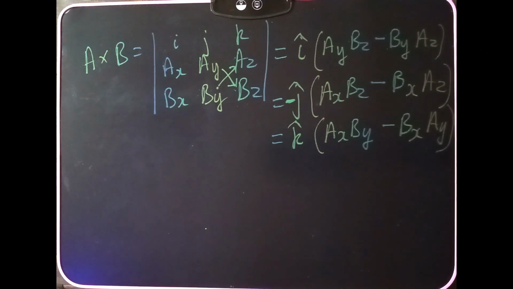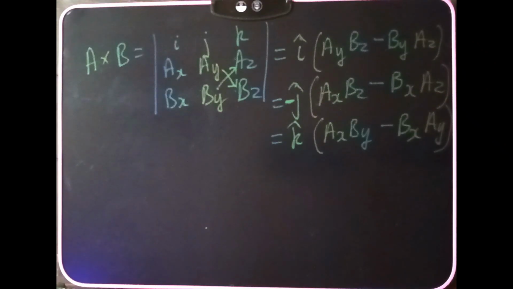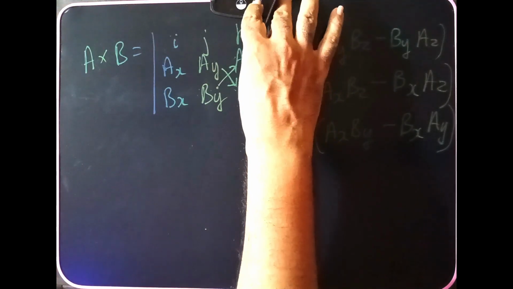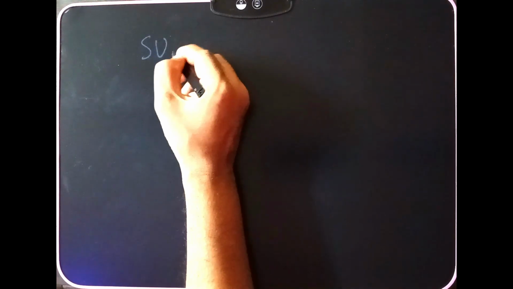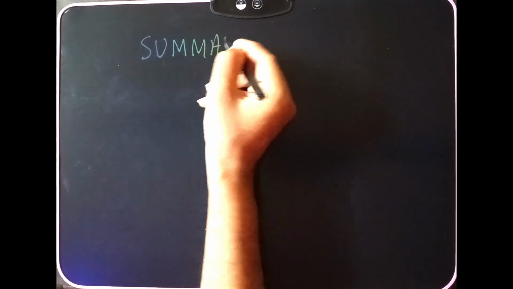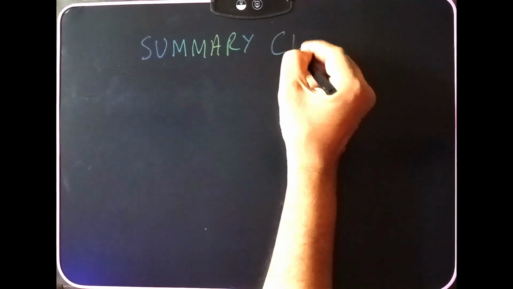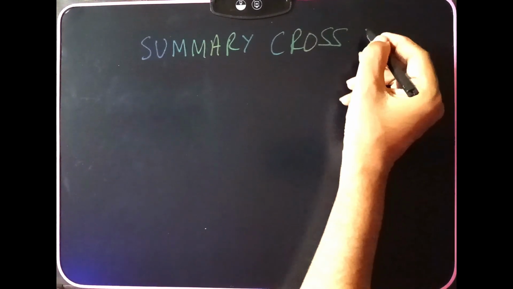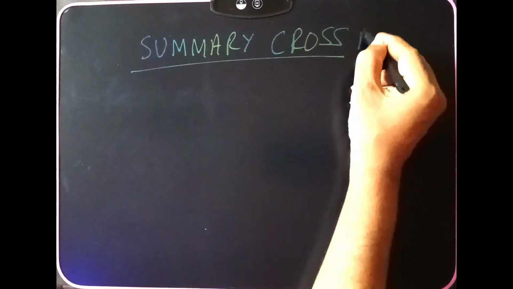So with this we found a way to find the cross product of two vectors. Okay, this is one of the methods. This is another method to find the cross product. So I hope you are enjoying the session. Let us summarize about cross product.